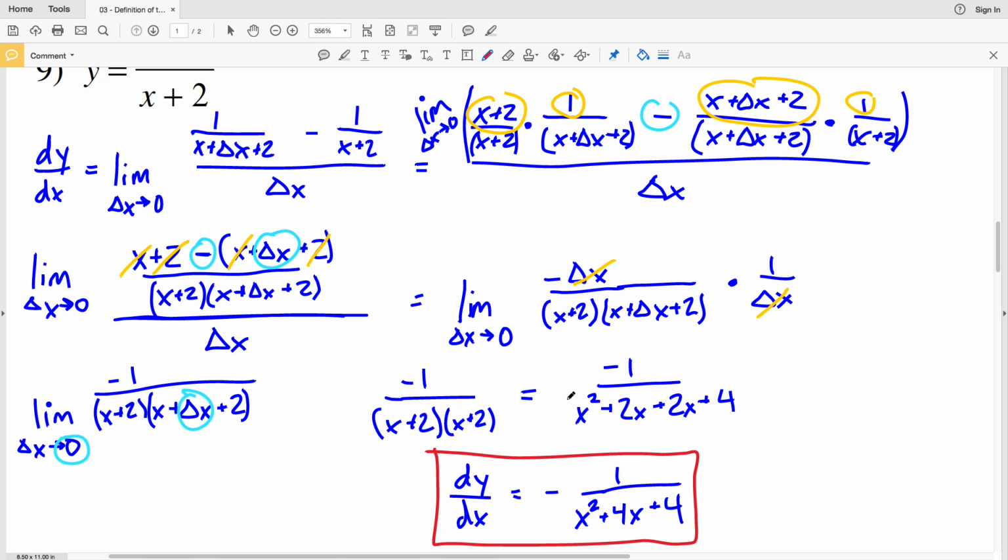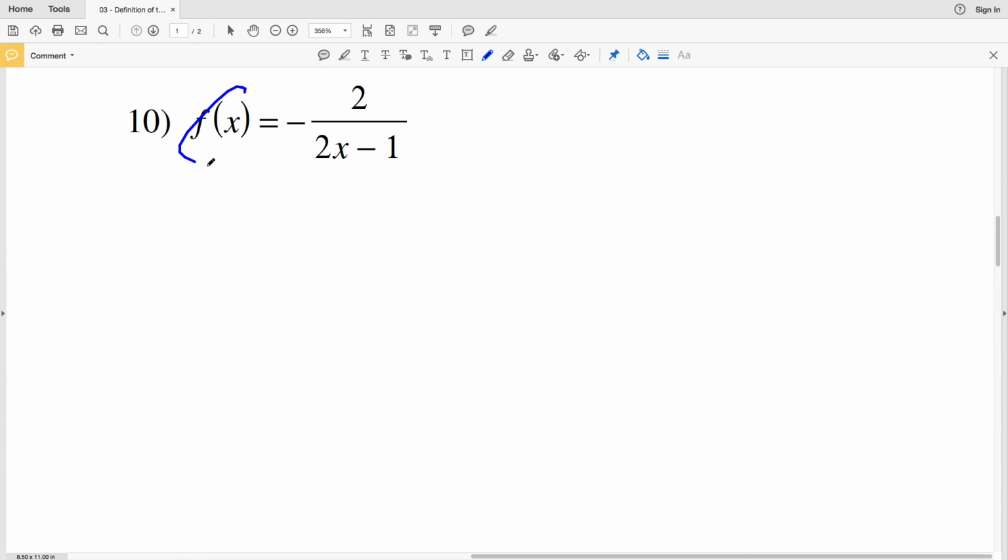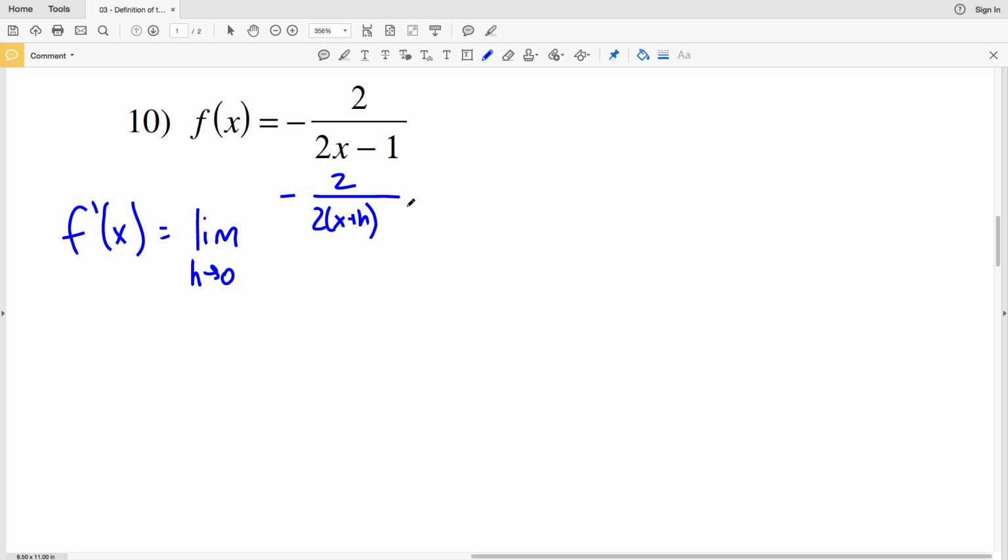Now let's continue on to number 10. So number 10, function notation. So we're going to find the derivative of f of x. So the limit as h approaches 0 of f of x plus h, which is going to be negative 2 over 2 times x plus h minus 1, minus f of x, which is negative, so subtracting a negative is the same as adding a positive, 2 over 2x minus 1, and that's all over h.